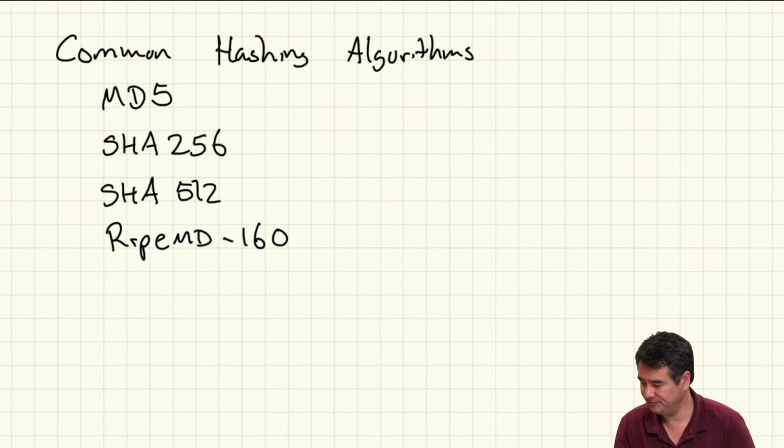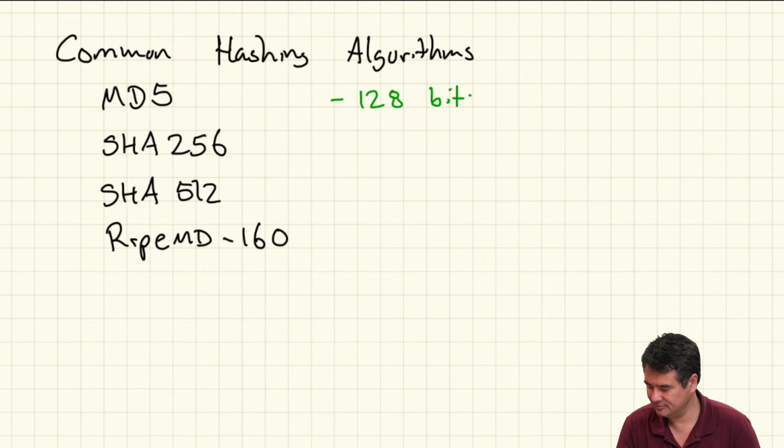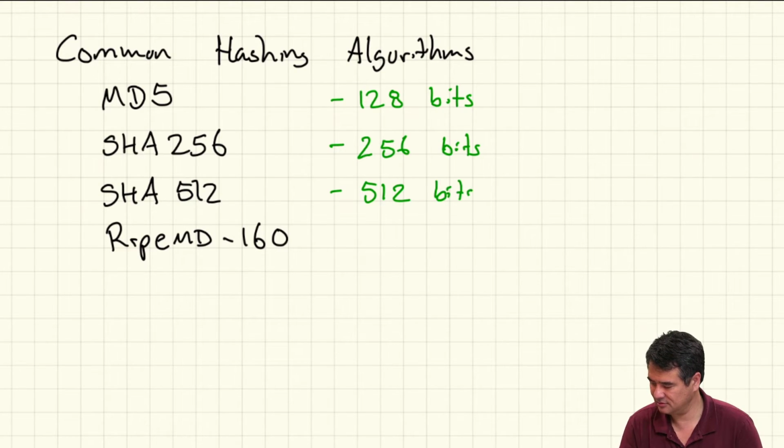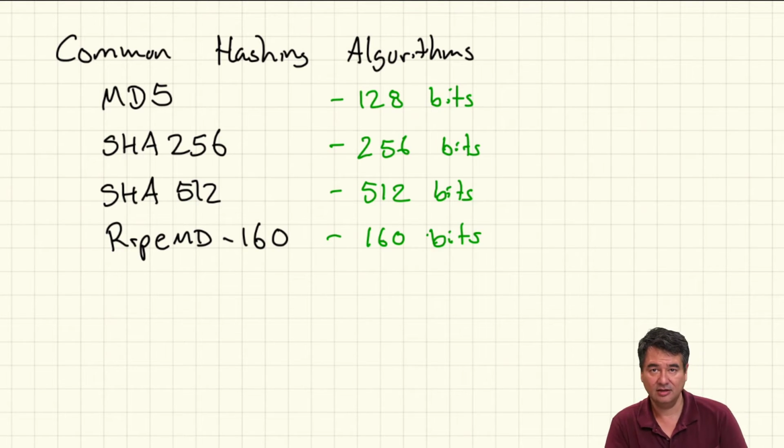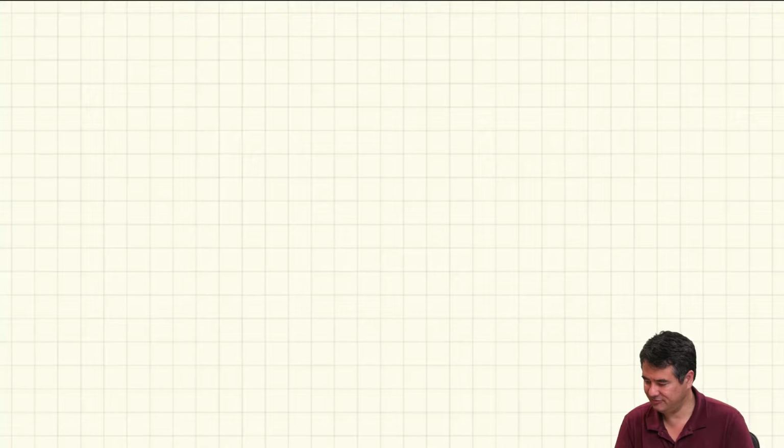For example, MD5 outputs 128 bits. SHA-256, you can probably guess, outputs 256 bits. This one outputs 512 bits. And this one outputs 160 bits. So these algorithms are essentially different coffee grinders. They have a different way of grinding up the data, and different amounts of data coming out, but the idea is the same.